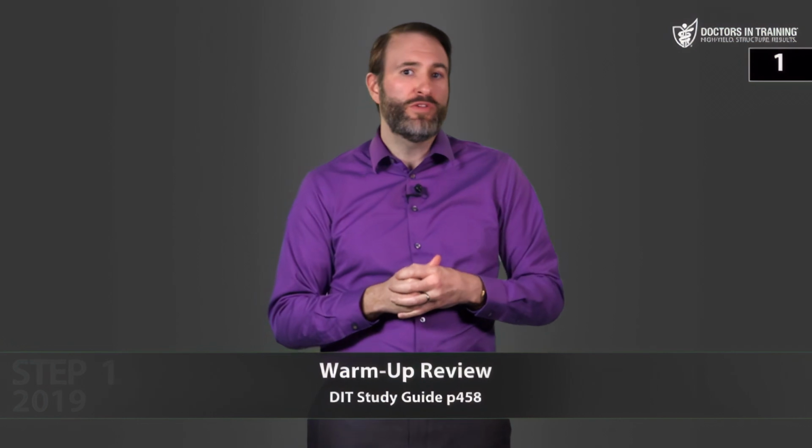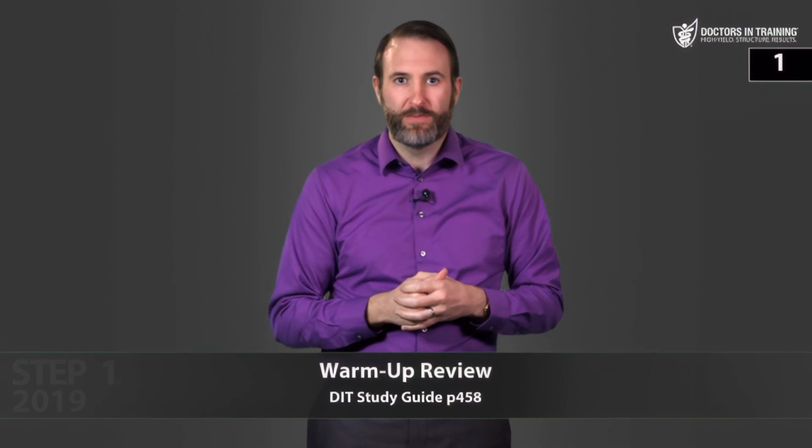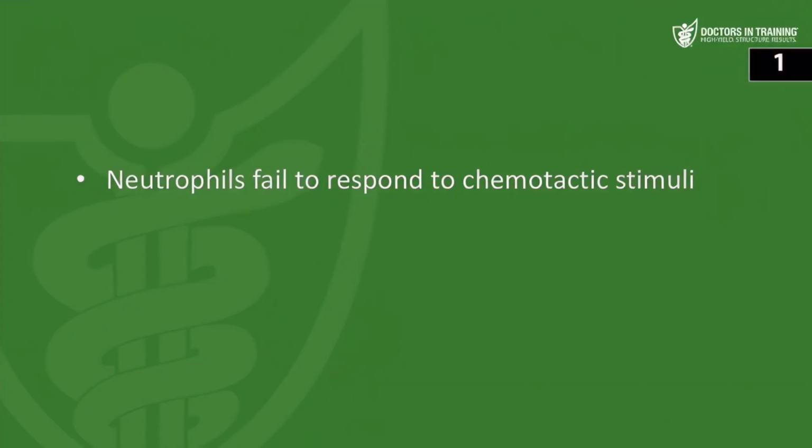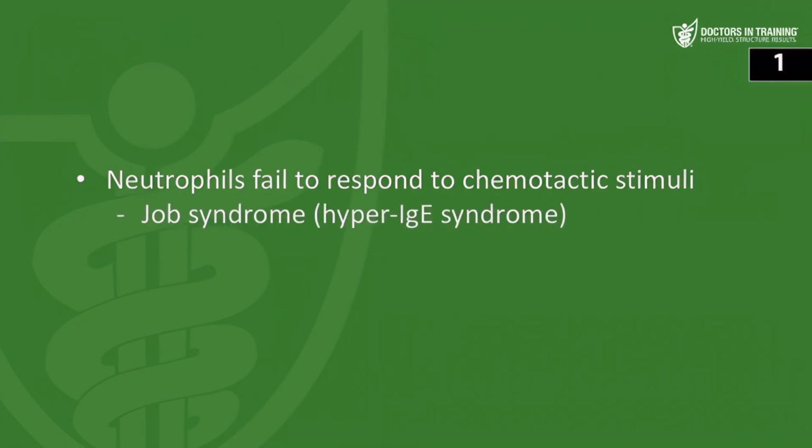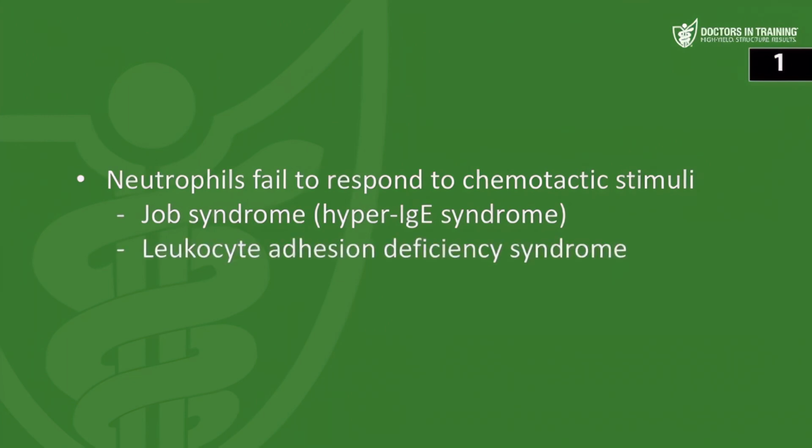It's time for another warm-up. Let's get going. First question here, which immunodeficiency matches each of the following statements? First, we have neutrophils fail to respond to chemotactic stimuli. So this could be Job syndrome, which is the hyperimmunoglobulin E syndrome, or it could be leukocyte adhesion deficiency syndrome, but here they fail to respond for different reasons.